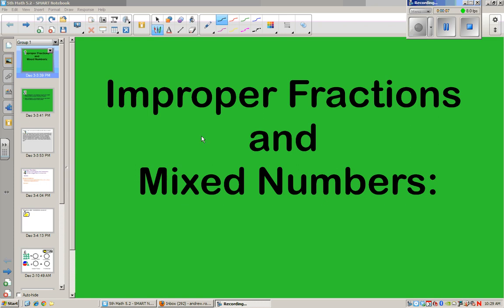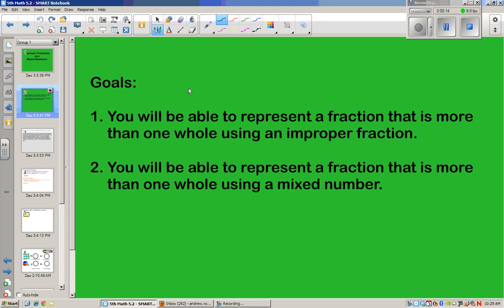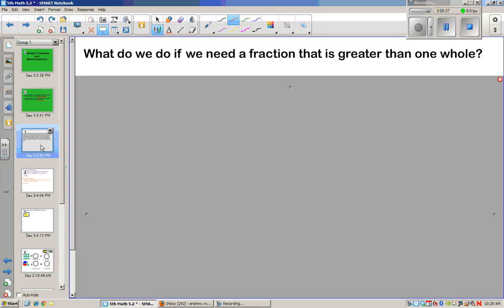Today we're working with fractions again, and we are working on improper fractions and mixed numbers. Two goals today. First goal, you will be able to represent a fraction that is more than one whole using an improper fraction. And two, you will be able to represent a fraction that is more than one whole using a mixed number. So these are really our two key terms today, improper fraction and mixed number. So let's get to talking about those.